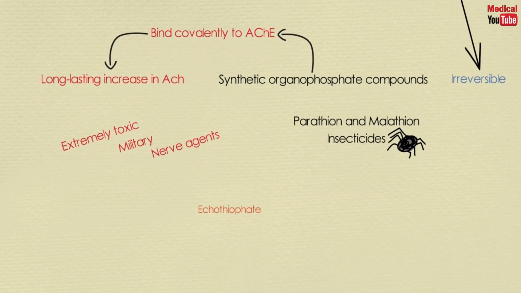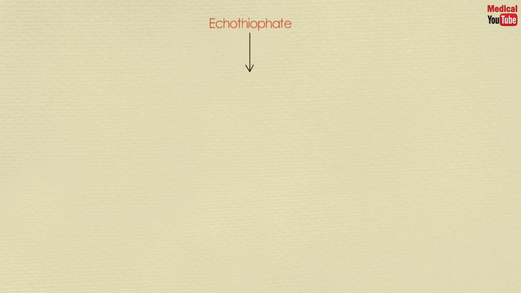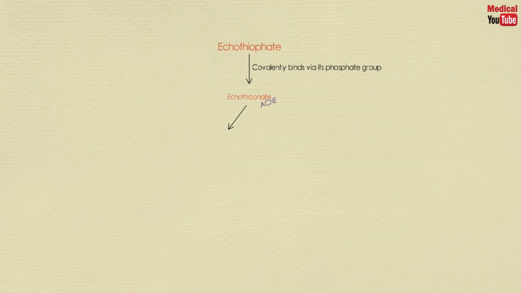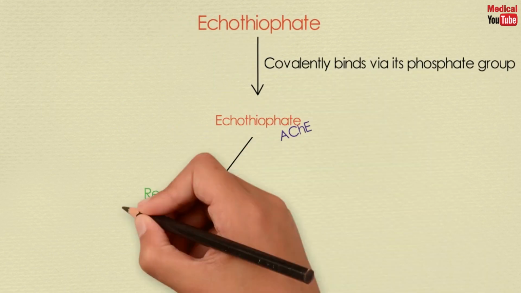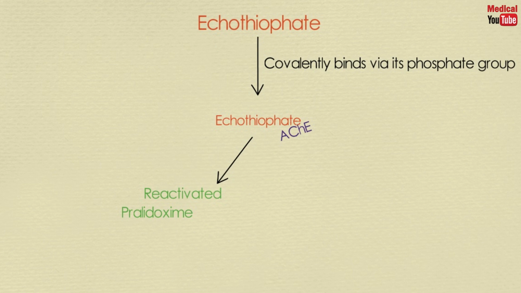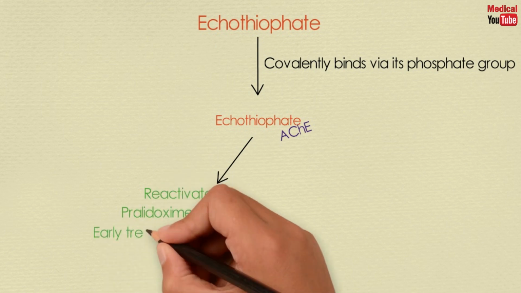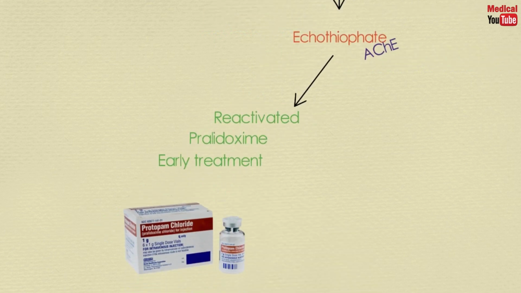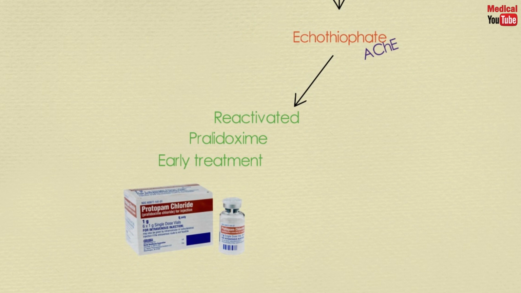Echothiophate is an organophosphate that covalently binds via its phosphate group at the active site of acetylcholinesterase. Once this occurs, the enzyme can be reactivated using pralidoxime, which breaks the bond between the remaining drug and the enzyme, but this treatment should be done right after the exposure to echothiophate. Pralidoxime is available commercially with the brand name, Protopam.